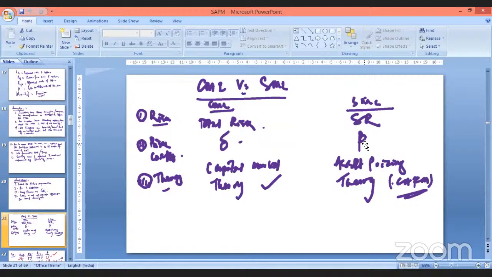Yes or no? Yes, sir. Again, the third one is theory. That means the capital market line is purely determined from the capital market theory, CMT. But the security market line is determined from the APT, asset pricing theory. So on the basis of the security market line, we can determine the CAPM, capital asset pricing model, through which we can compute the expected rate of return of the security.